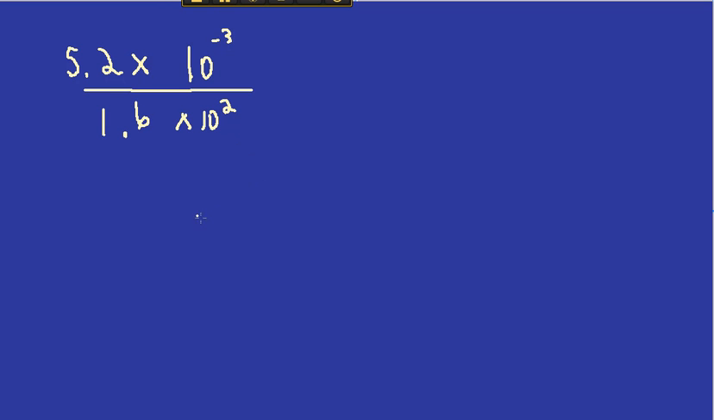Okay, here's another example. Now we have 5.2 times 10 to the negative 3. Remember, this is a small number, because if I move this 1, 2, 3 places to the left, the actual value is 0.0052.